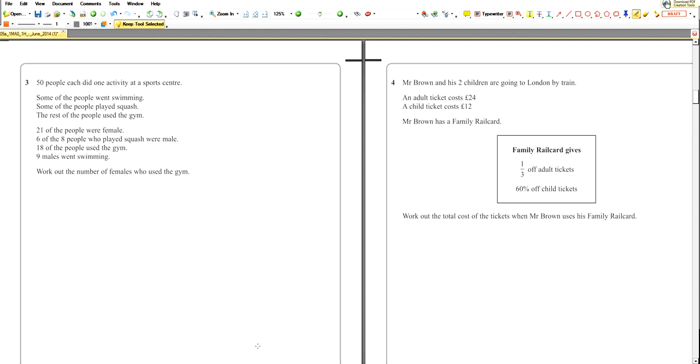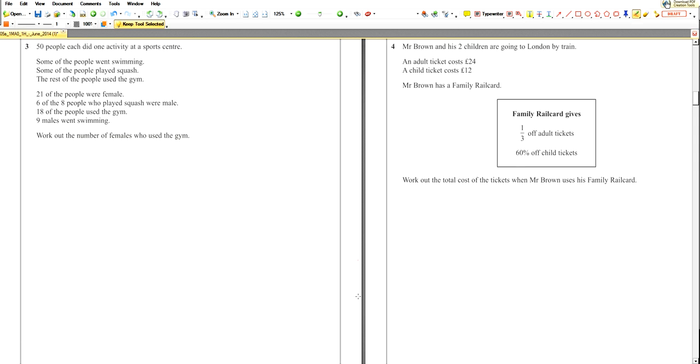Let's move the paper up a bit so I've got more space to work on. 50 people each did one activity at a sports center. Some of the people went swimming, some did squash, some did gym. Okay, so we've got 3 activities and it's between males and females.